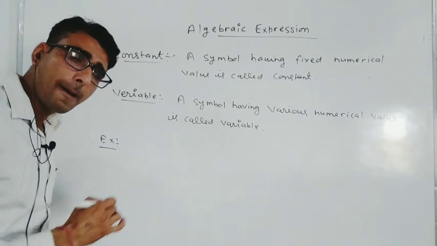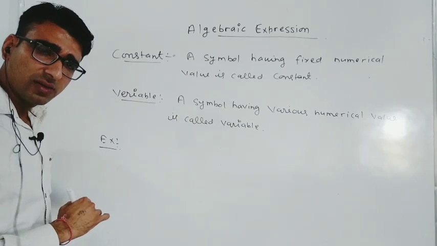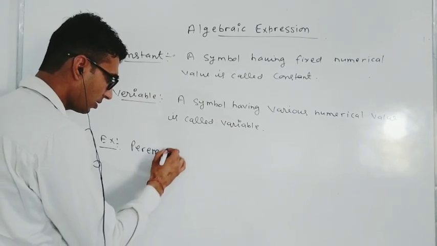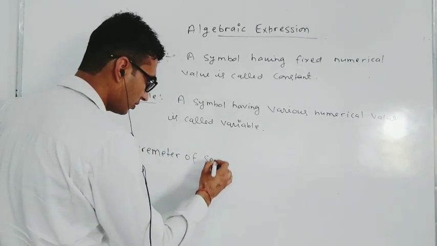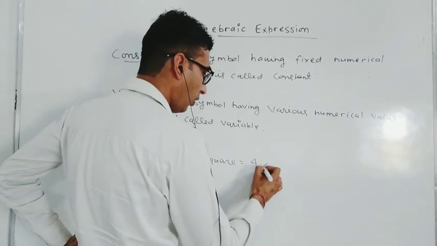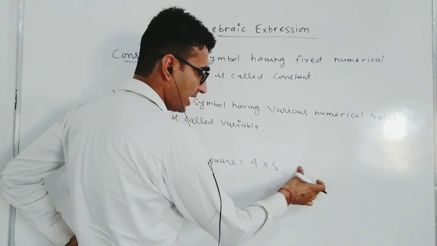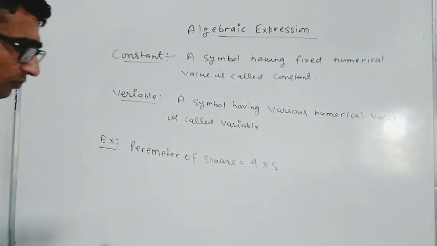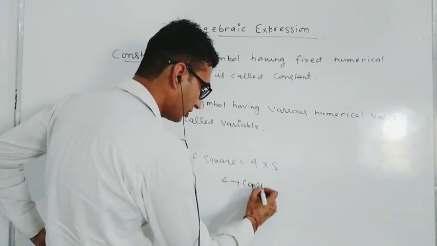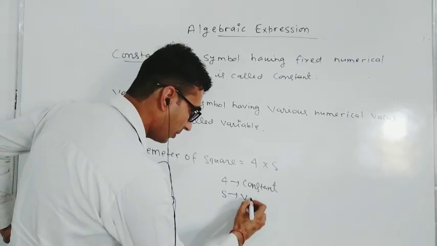Do you know what is the perimeter of a square? What is the perimeter of square, beta? Perimeter of square is 4 into side. Okay, now we will write side as s. So from here what we will see, 4 is a constant and s is a variable.